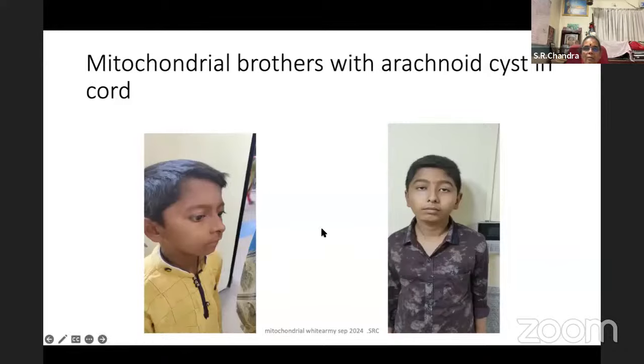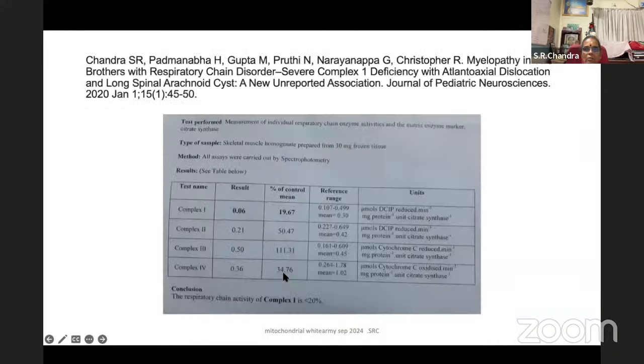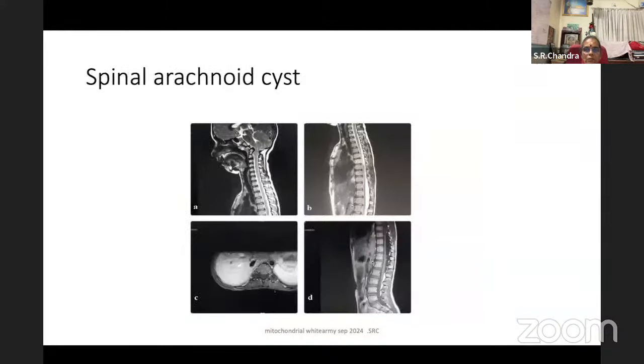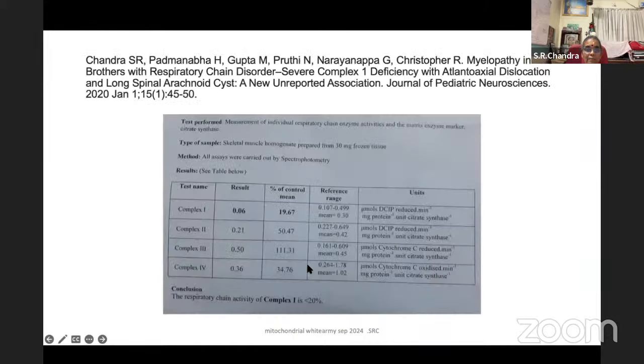These are mitochondrial disease with spinal arachnoid cyst. These 2 brothers presented with progressive ophthalmoplegia and progressive paraplegia. The paraplegia was due to this arachnoid cyst. A large arachnoid cyst was there. So that was operated and the child could walk much better. You can see the large arachnoid cyst. This association also we have reported for the first time. And there was complex 1 deficiency.